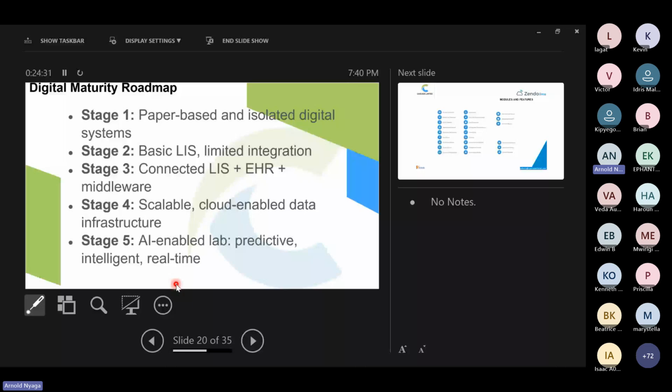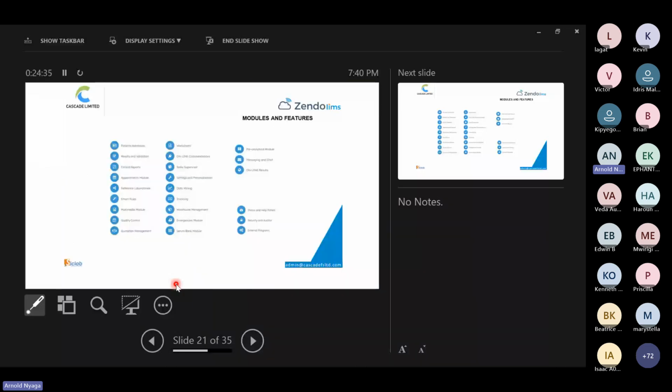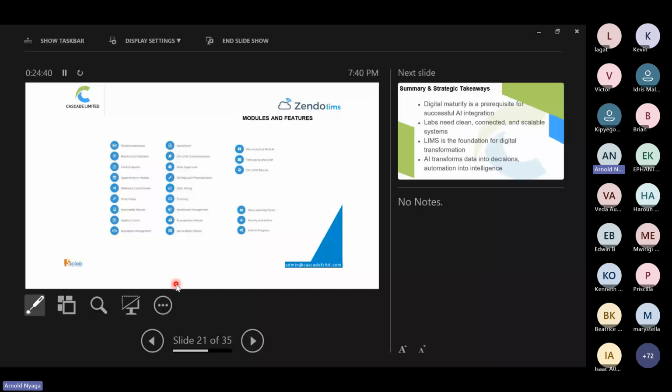We have, as Cascade, Zendo LIMS, which is a laboratory information management system with modules for patient admission, resource validation, clinical reports, and scheduling appointments. It manages your reference laboratories and has smart rules for QC. It gives you multimedia, so you can get videos and pictures. It has a quality control module, manages your quotations, and has worksheets, so you don't need manual worksheets. You can have them electronically.